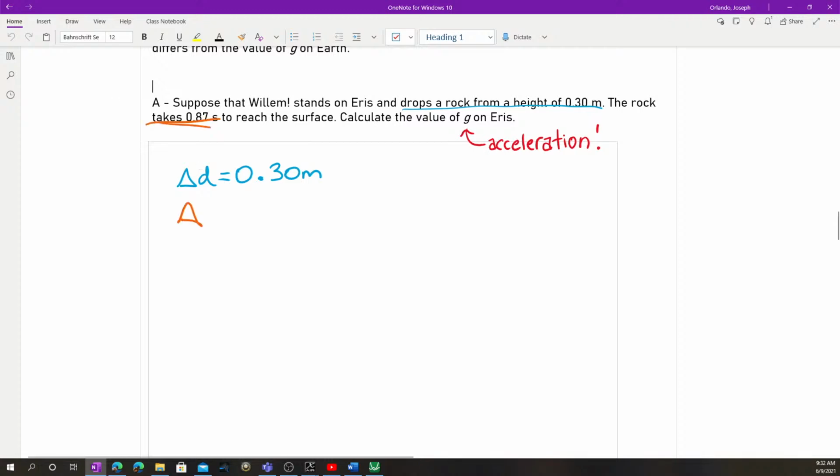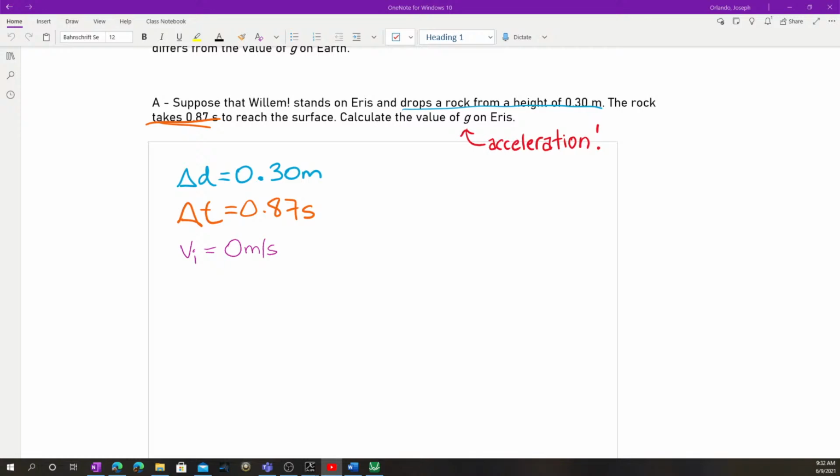What else do we know? Well, we're talking about an acceleration here, but at first he's holding the rock. So I guess we could say the initial velocity must be equal to 0 meters per second, because he starts off holding the rock. We don't know the final velocity, but we do know the initial velocity.